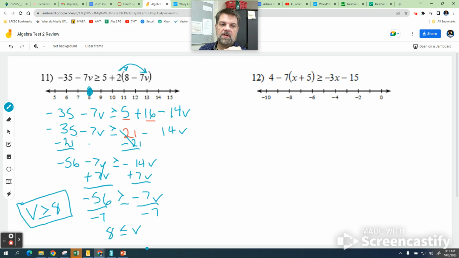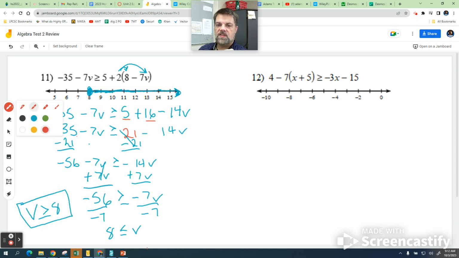So now I'm going to plug this in and graph it, with a closed circle at 8 because of the equal sign, and then you can pick a number. What number is greater than 8? 9, 10, 11, well, all these numbers to the right, right? Did you get the graph right? Raise your hand if you got the graph right. Okay. Let's do the next one.